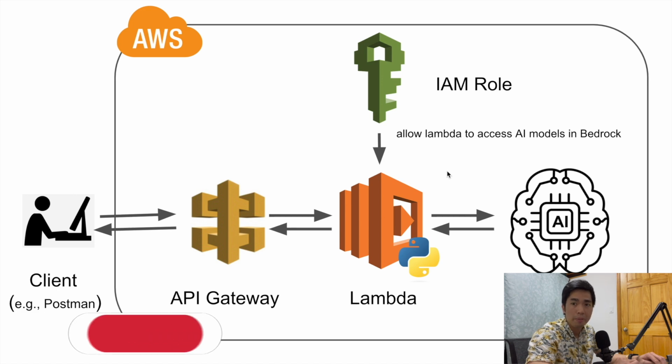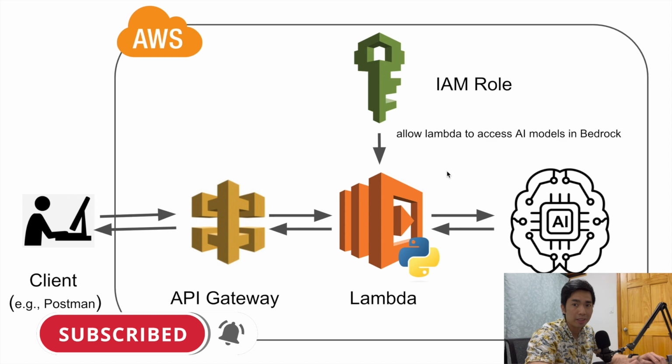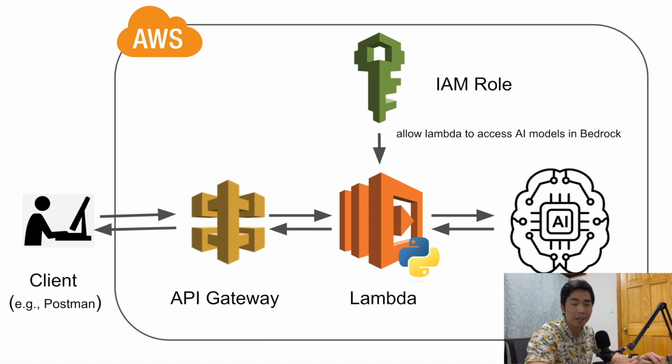What's up everyone, welcome back to another episode of AWS tutorial, and today I'm going to show you how to build a service that is just like ChatGPT, where you can ask it a question and then it's going to use your prompt to call the AI model in the background and then generate a response and then return it back to you.